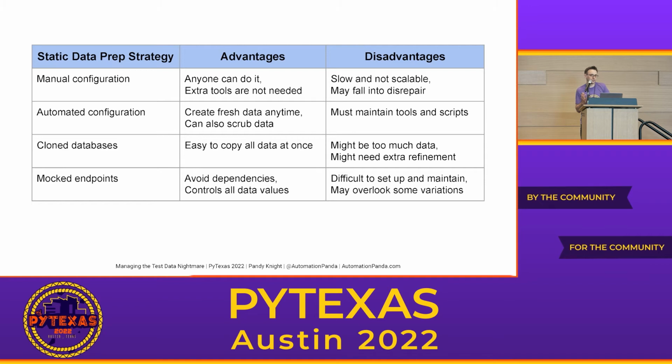These strategies can also work together. They're not mutually exclusive. For example, you could use automated scripts to configure product data in a golden database, and then you could make clones of that database. In another example, let's say in a large test environment, you could choose to mock some endpoints while using real data for others.